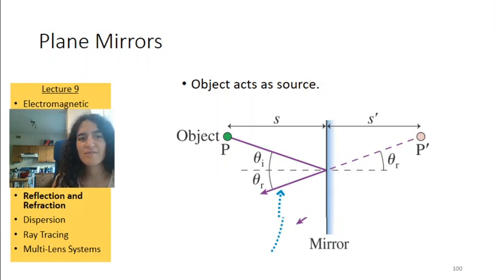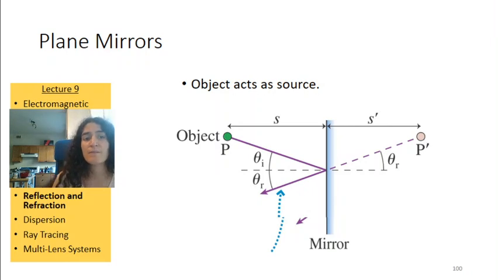what is that called? P prime. It took me a while. Okay, so P prime is the image of the object at P, right? So if the object P is a distance S away from the mirror, then P prime is a distance S prime from the mirror, okay?